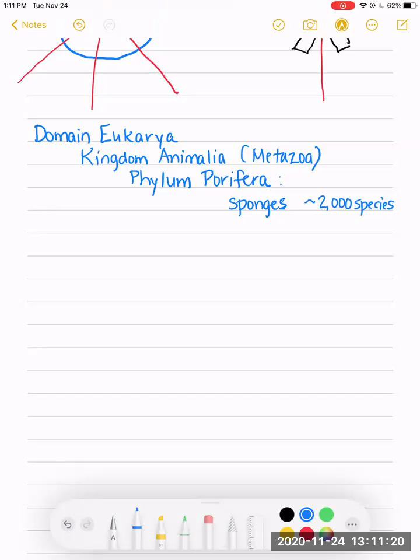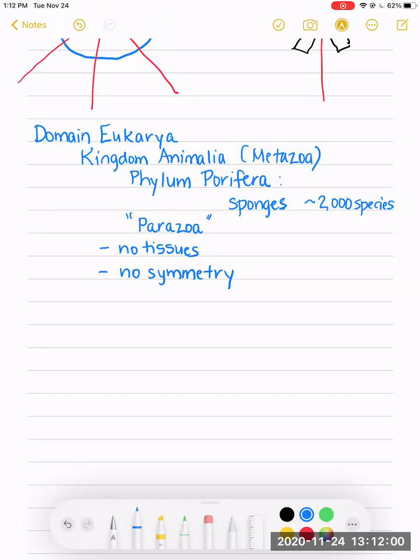And they're sometimes not even classified as animals. Some classifications call them parazoa, meaning they're right on the boundary of being true animals. And the reason for that is they don't have any true tissues, and they don't have any symmetry. Meaning there's not a plane at which you could cut one of those sponges and have the two halves look the same or be mirror images of each other.